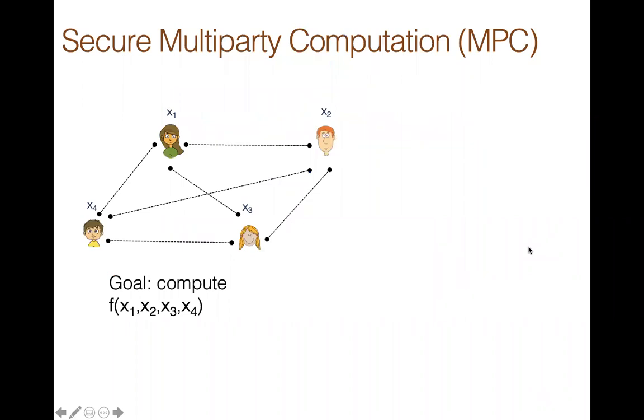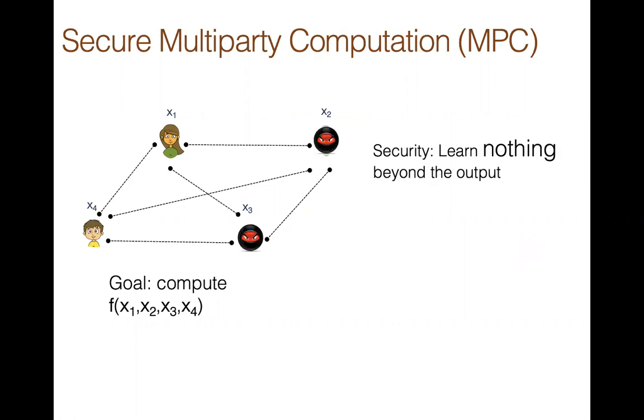As you all know, secure multi-party computation allows a group of mutually distrustful parties to jointly compute some function f over their private inputs in such a way that they learn nothing beyond the output of the function. There are several settings in which multi-party computation, or MPC, has been explored.